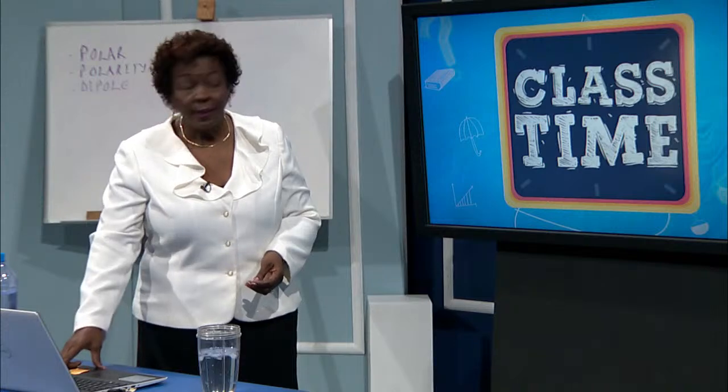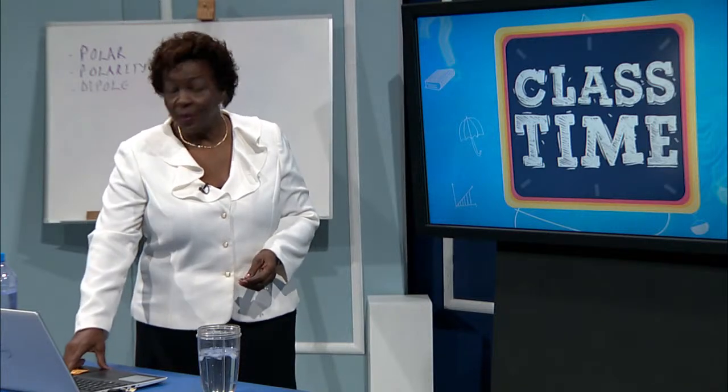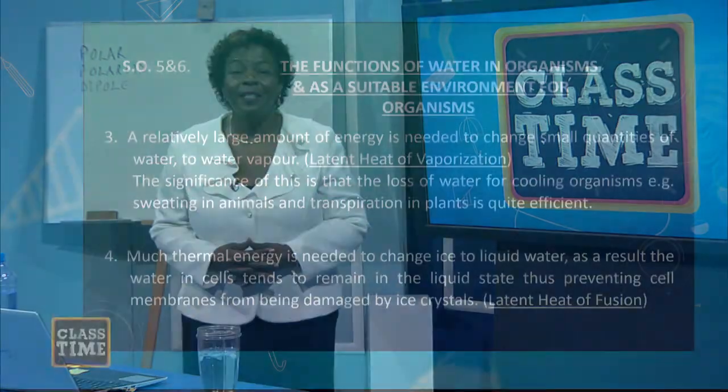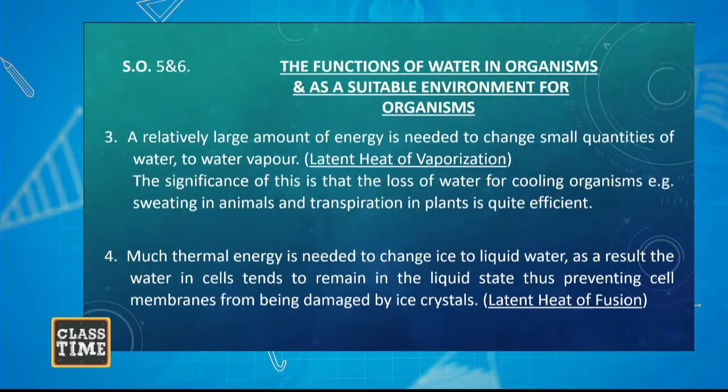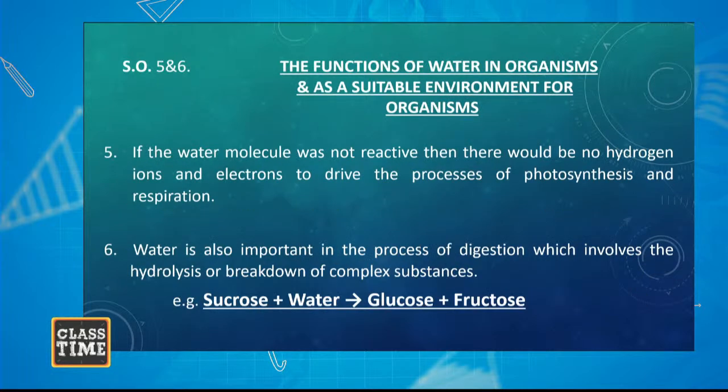Let's look now at the aspect of the high latent heat of fusion. Much thermal energy is needed to change ice to liquid water. The same applies here. As a result, the water in cells tends to remain in the liquid state, and it prevents the cell membranes and the cell walls of the plant cells from being damaged by ice crystals. And so you'd find that the water in cells, the cytoplasm, tends to remain in the liquid state because of this high latent heat of fusion.